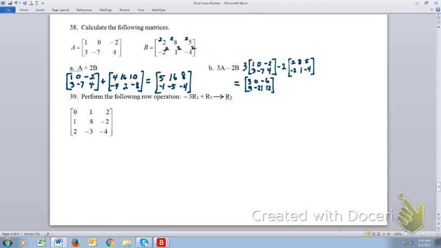Just multiply every entry by 3. Now be careful on the second part. What I found to be the easiest is we could multiply by 2 and then subtract all our entries, but it's probably easier to just go ahead and multiply by negative 2, and so we're going to end up adding what we get. So negative 2 times 2 is negative 4, negative 2 times 8 is negative 16, negative 2 times 5 is negative 10, and we're going to get 4, negative 2, and 8.